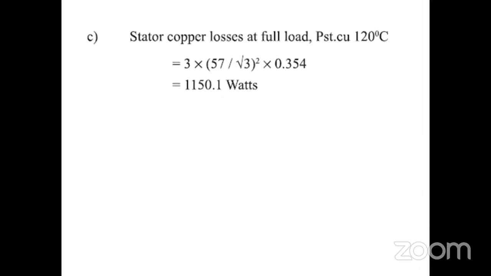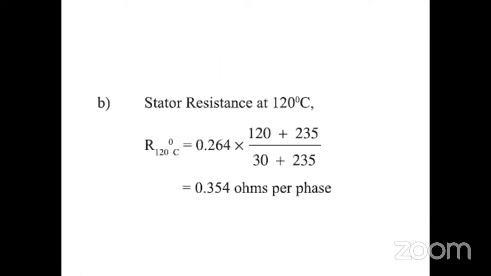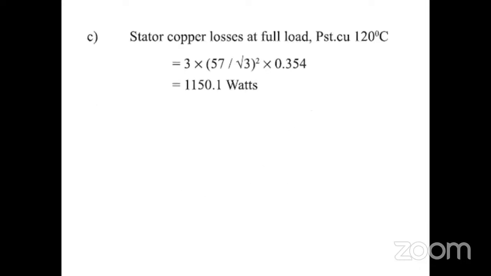Stator copper losses at full load. The same thing. What is the change, sir? We find that the stator current changes from 16.1 into 57. But the root 3 and all remain the same. At the same time, the R also becomes 0.264. Now it has become 0.354. What is the present loss? Now it is 1150 watts.